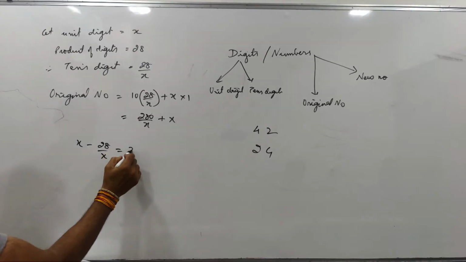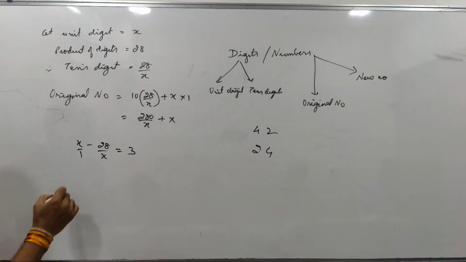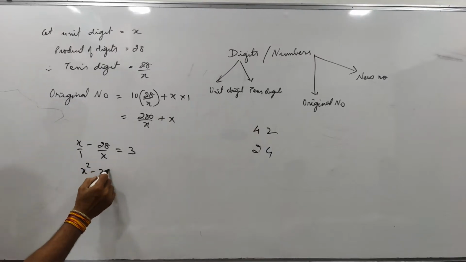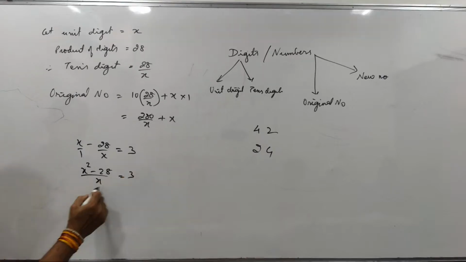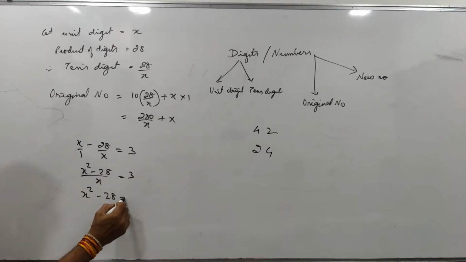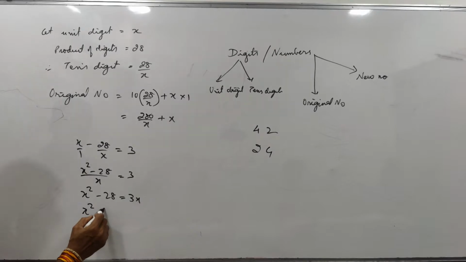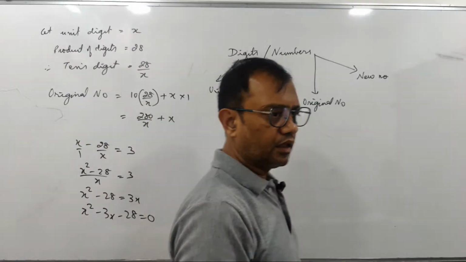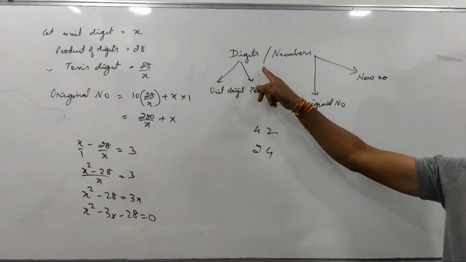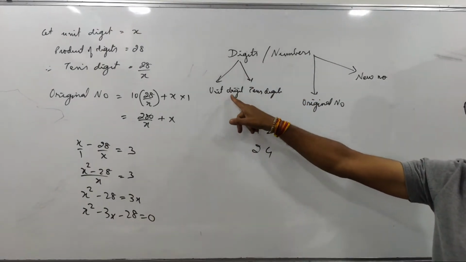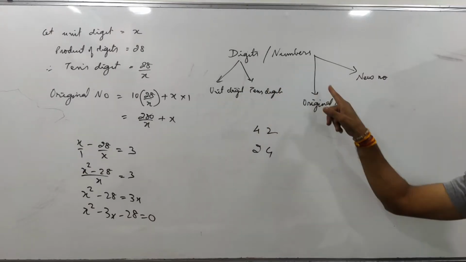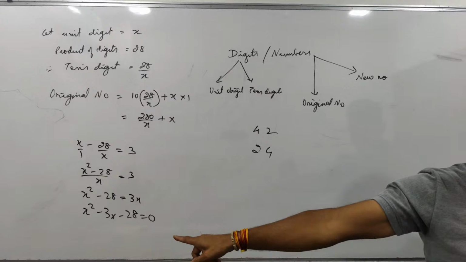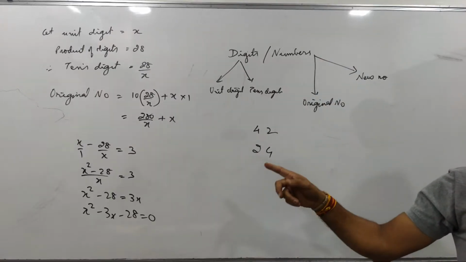The difference is 3. You know how to take the LCM and sum. So it will become x square minus 28 upon x equal to 3. x square minus 28 equal to 3x. x square minus 3x minus 28 equal to 0. So I very clearly mentioned that the question will be either related to digits or related to numbers. This one question we have done related to digits. Another question I am going to do related to numbers. Understand?